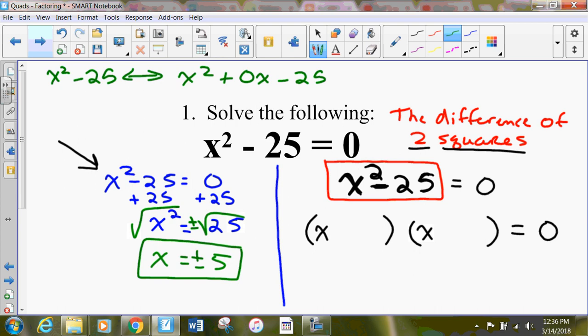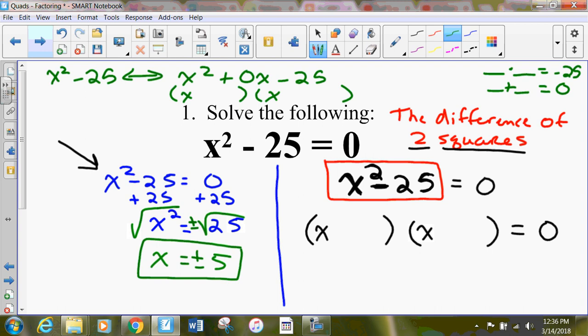We could factor this, right? As long as you're in agreement that this is the same thing as x squared minus 25. Now we have a trinomial. We can set up our two parentheses. And what are we looking for? We're looking for two numbers that when multiplied together equal negative 25, but when you add them together, they equal 0. Well, we don't have a lot to work with here.